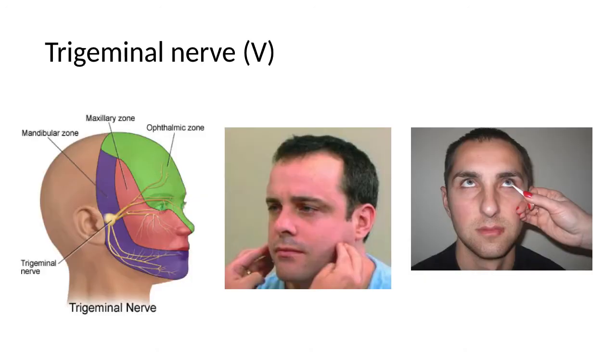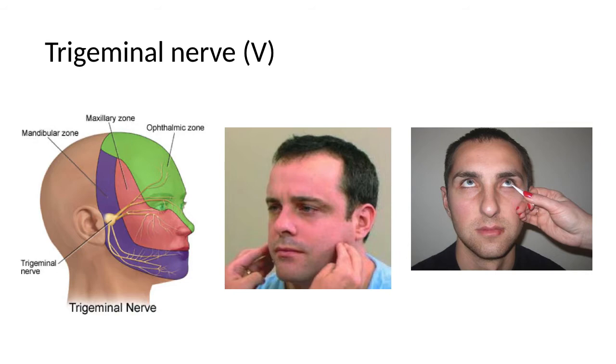To move on, we have the trigeminal nerve. This is the nerve that's mainly involved with sensation to the face, but has a few other functions as well. On the left here, we have a diagram that illustrates that the trigeminal nerve splits into 3. So tri meaning 3 and geminal meaning twins. It's 3 twins, and each of those 3 branches goes to innervate the ophthalmic zone, which is in green, the maxillary zone in pink, and the mandibular zone in purple.